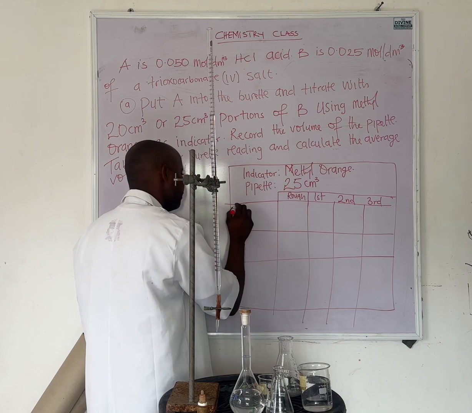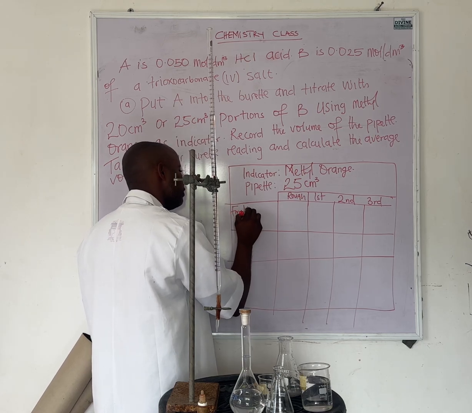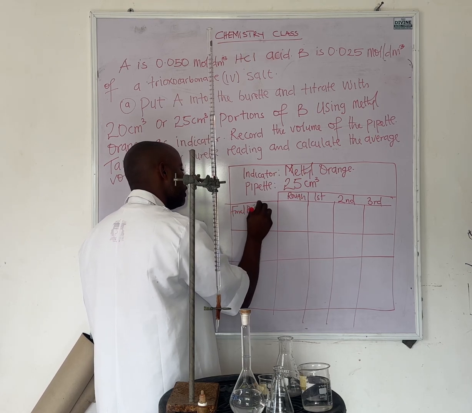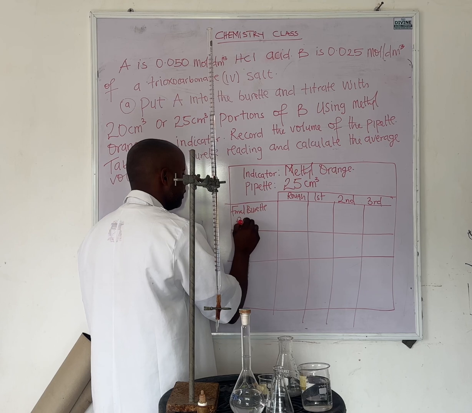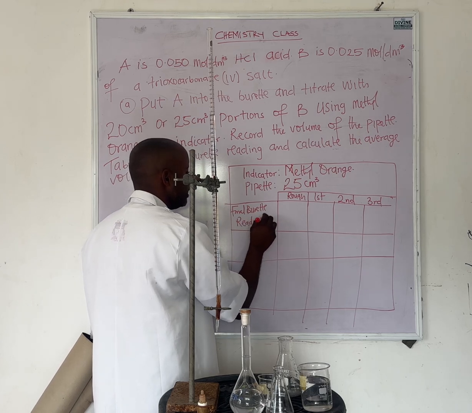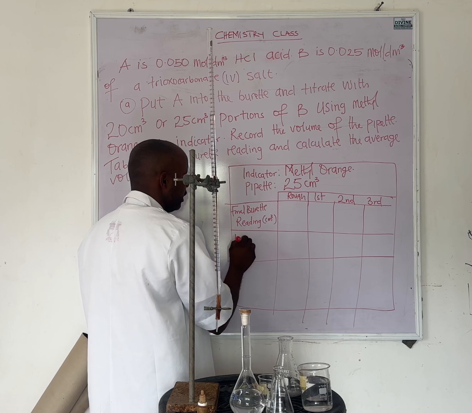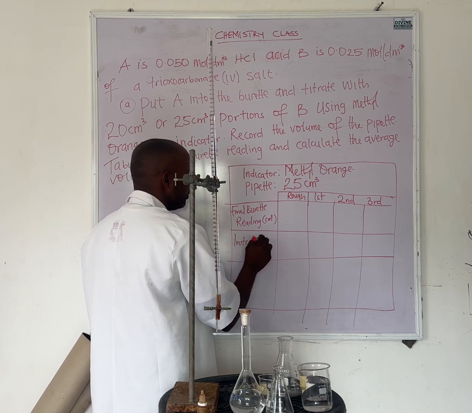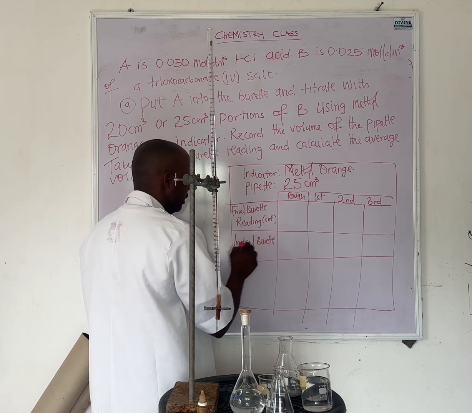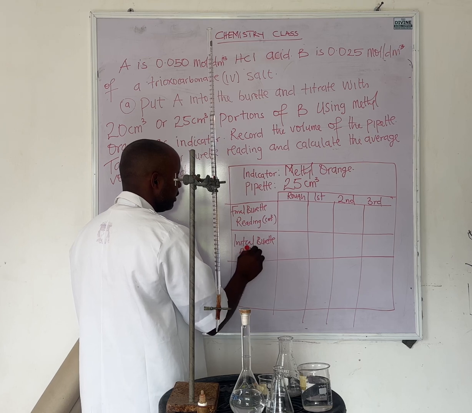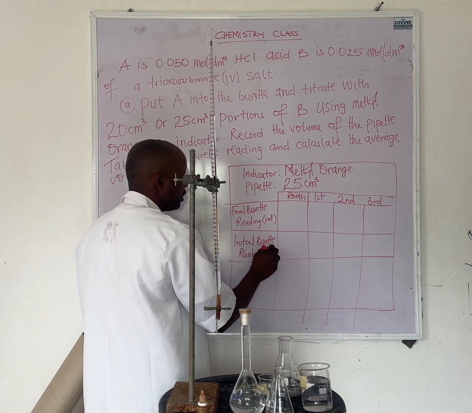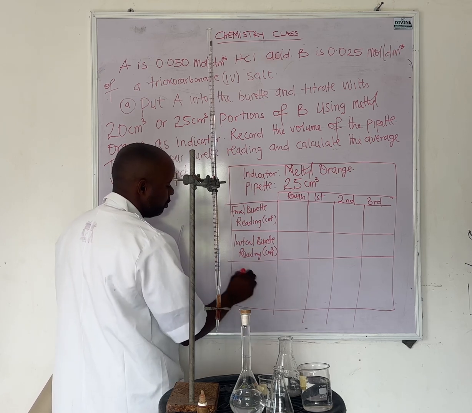We have the final burette reading, always in cm cube. We have the initial burette reading, always in cm cube as well. We have the total volume of acid used.